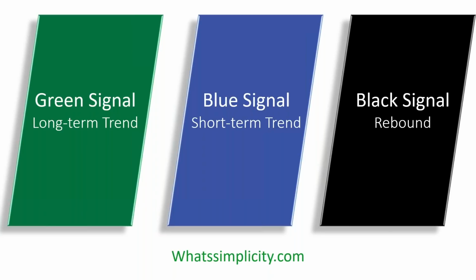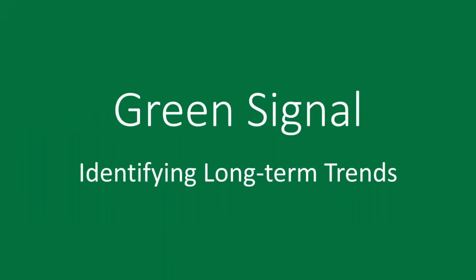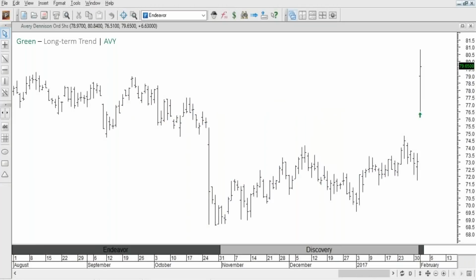Now, let's begin with the green signal, identifying long-term trends. This is ticker symbol AVY. It had a green signal back in February of 2017. Normally, I wouldn't go back this far to show an example, but since the green signal is predicting long-term trends, the only way to show the example is to go all the way back to when the signal occurred.